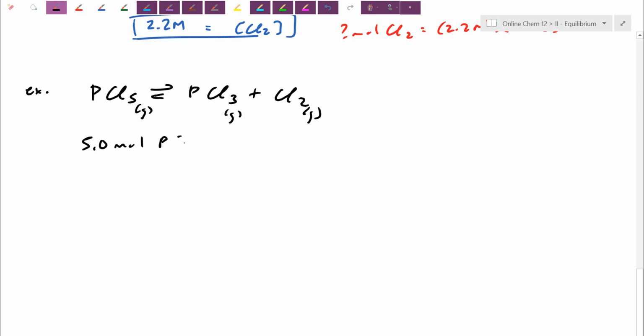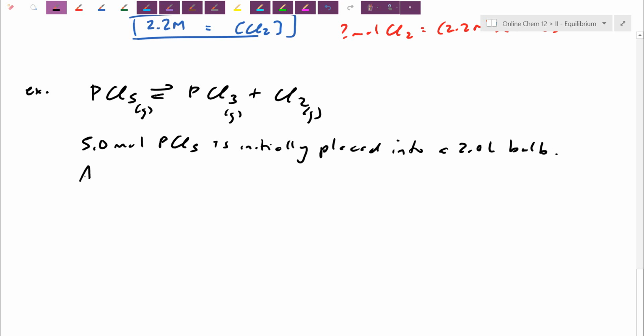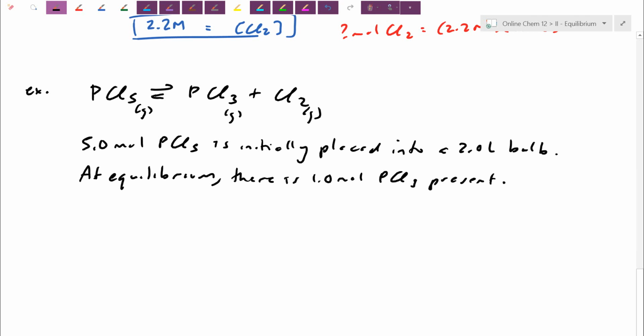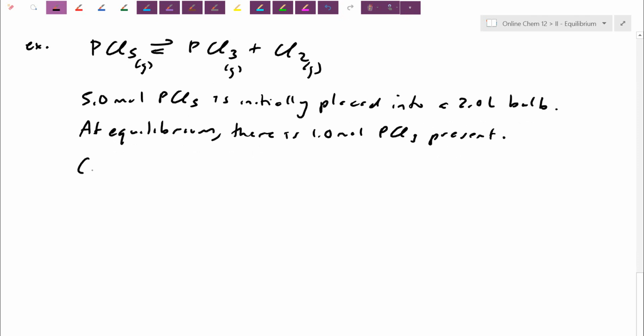5 moles of PCl5 is initially placed into a 2-liter bulb, just because we're familiar with that 2 liter. It could be 1 liter as well, but I have a 2-liter container. At equilibrium, once it hits this balance point, there is 1 mole of PCl3 present. I want you to calculate KEQ.